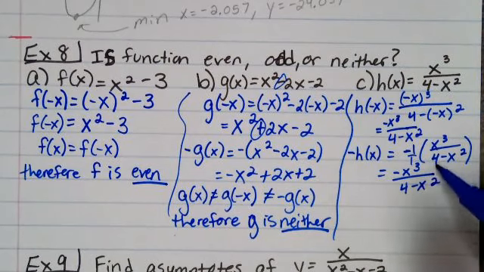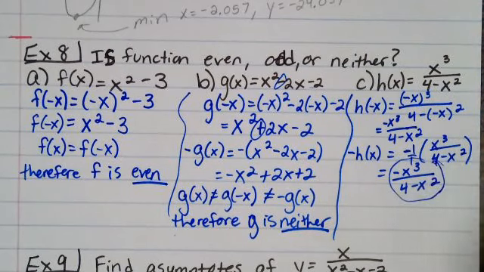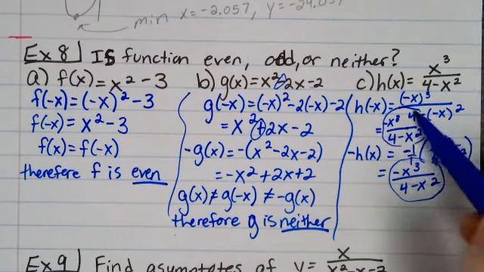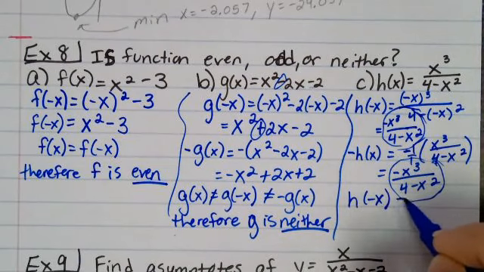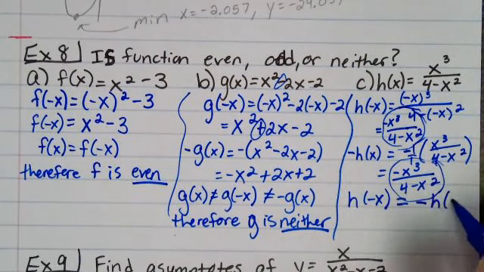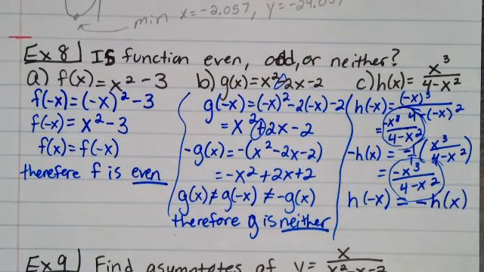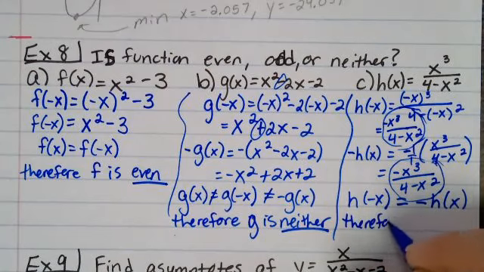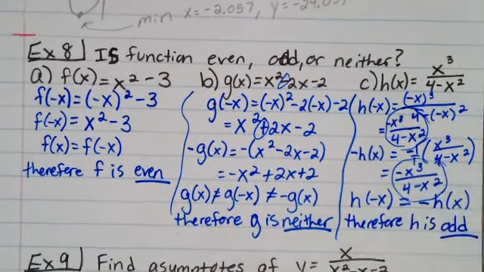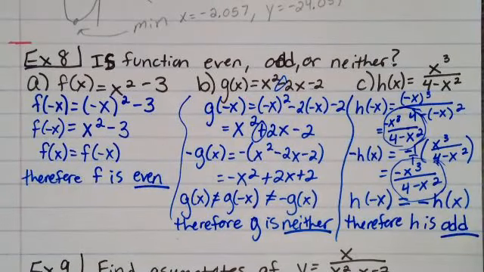This piece right here matches this one. So we do see that h of negative x equals negative h of x. And because those are equal, we say therefore h is odd. Okay? So that's even, odd, or neither.